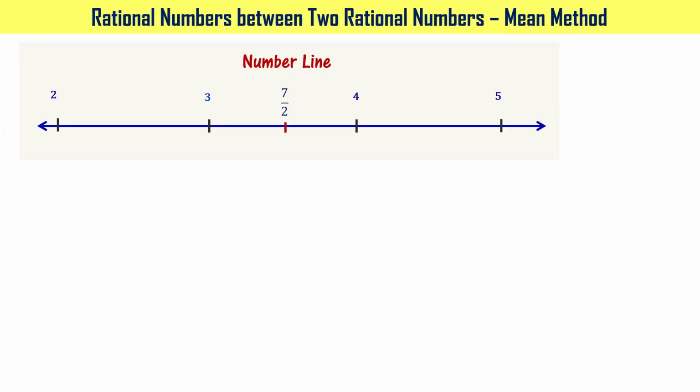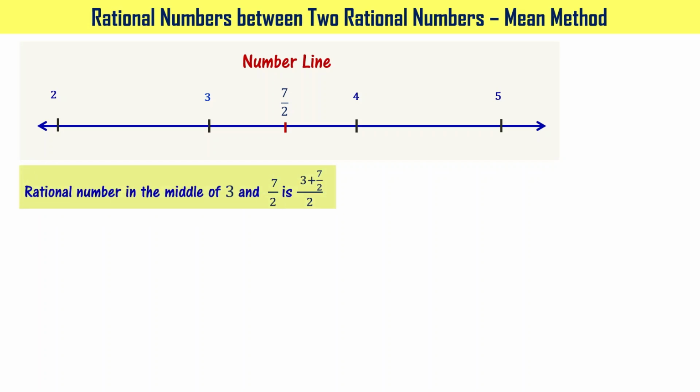Now, can I find another rational number between 3 and 4? For that, I'll find a rational number in the middle of 3 and 7 by 2, so that it may fall exactly in the middle of these two numbers. The rational number in the middle of 3 and 7 by 2 is going to be (3 + 7 by 2) divided by 2. That is what the mean method is saying, right?